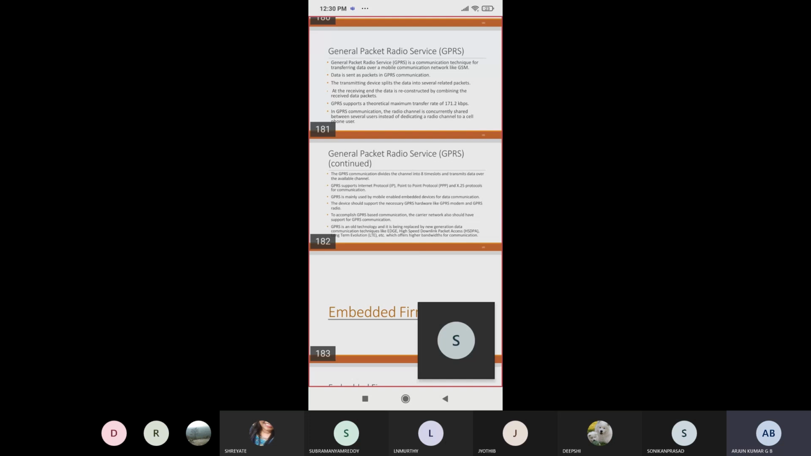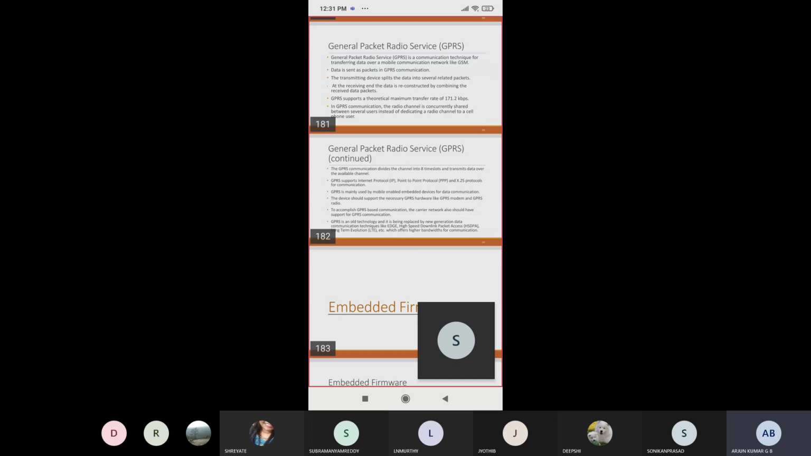The device should support the necessary GPRS hardware like a GPRS modem and GPRS radios. To accomplish GPRS-based communication, the carrier network should also support GPRS communication. GPRS is an old technology and it is being replaced by new generation data communication techniques like EDGE.